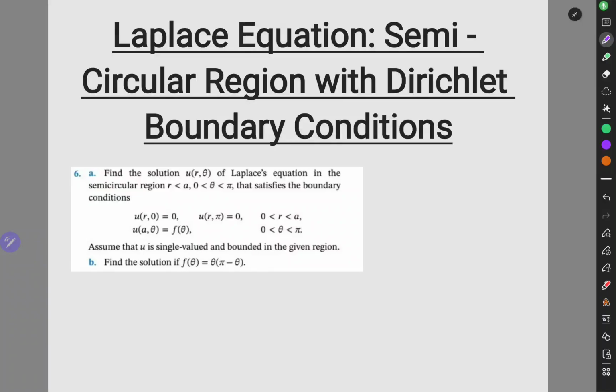Welcome back. Today we're looking at Laplace's equation on a semicircular region. Last problem we looked at a full circular region with no boundary conditions, right? We just had one condition for the whole circle, which you can consider a boundary condition or an initial condition. For this problem, we have a semicircle, so it's going to look like this. And it wants a solution on the inside of this region.